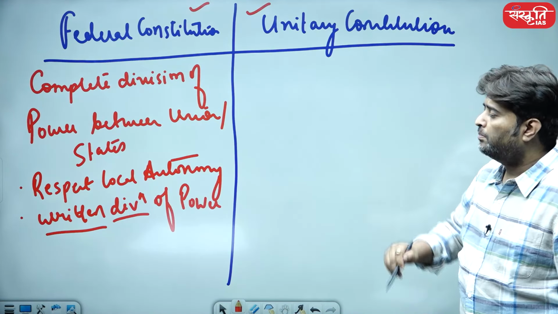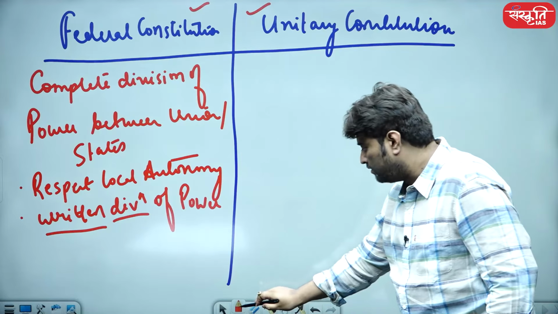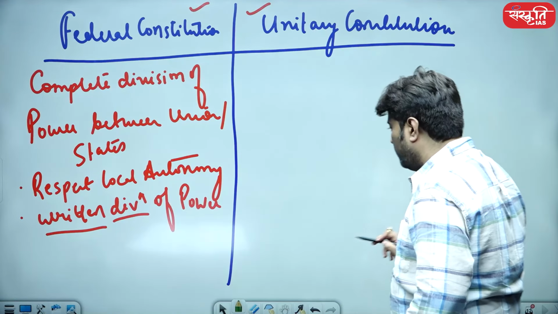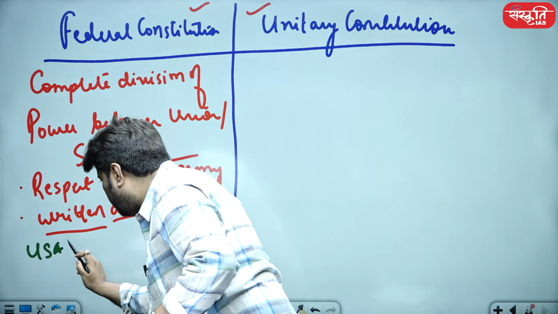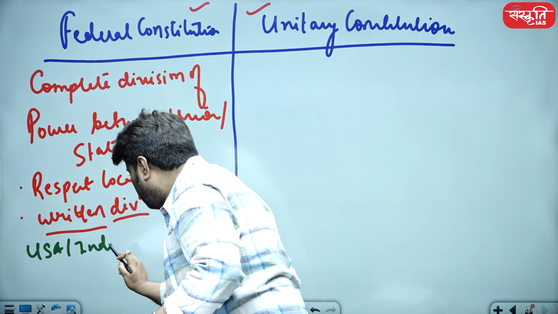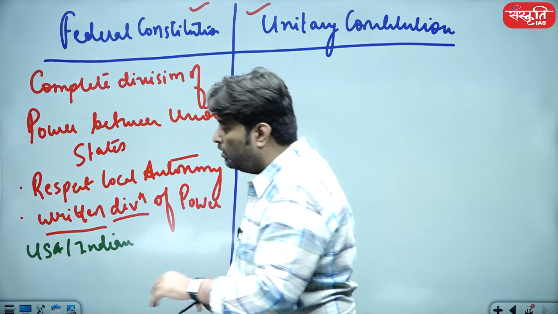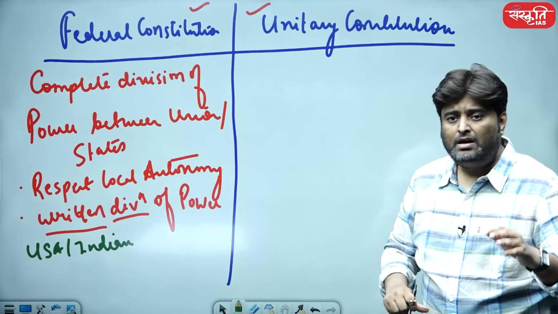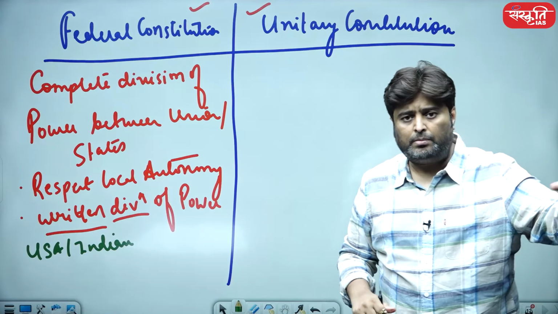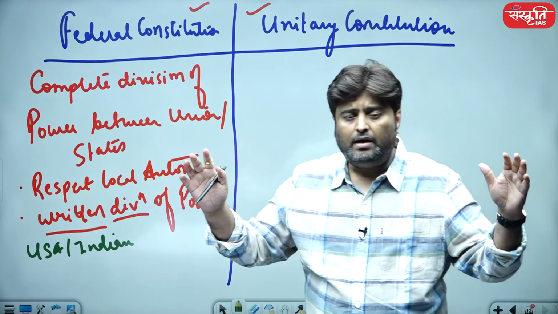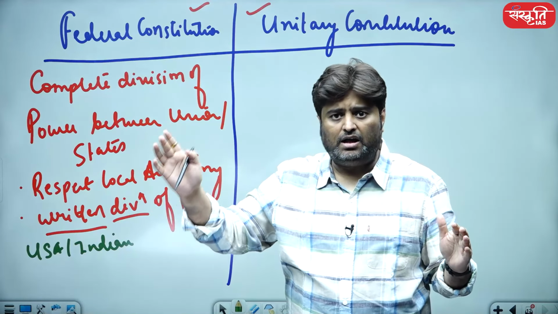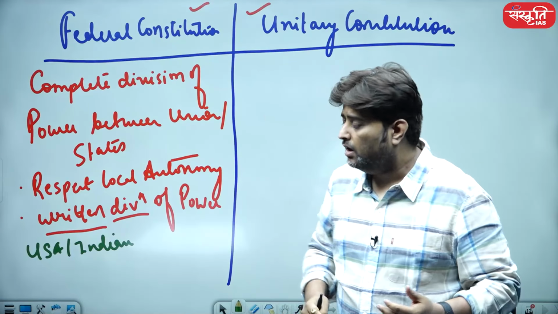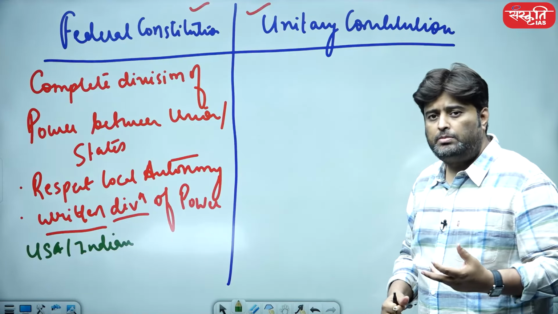And the primary example of federal constitution of the world is, number one, of course, the American Constitution. The American Constitution is the primary example of federal constitution. The Indian Constitution is also an example of federal constitution because India has a 7th schedule. In the 7th schedule, you have the state list, union list, concurrent list, very well described. So the Indian Constitution is also considered to be a federal constitution.